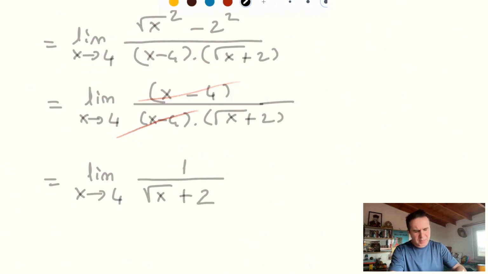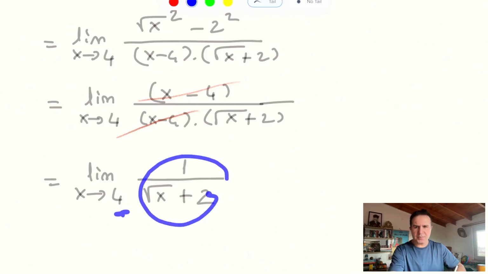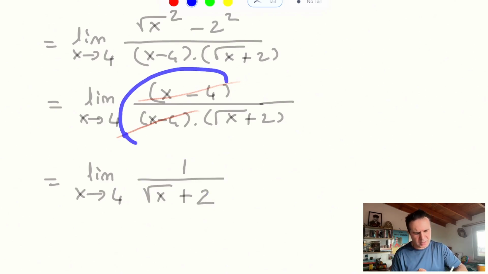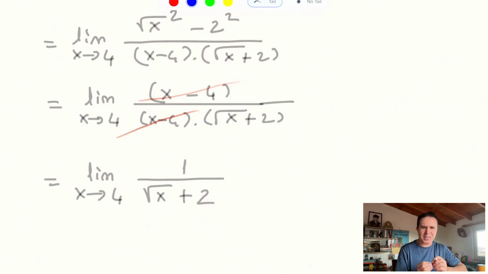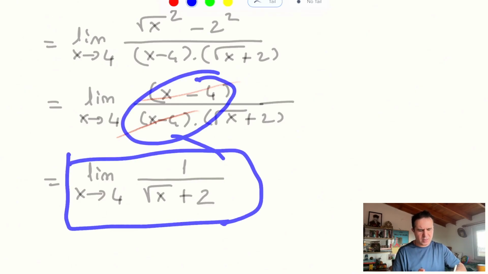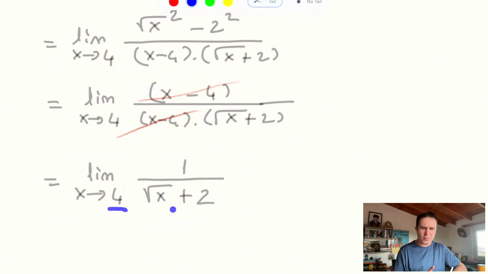And now we can substitute the number 4 here. You should know that we do not substitute the number 4 before simplifying. If we substitute first, the expression becomes undefined. We get 0 divided by 0 there. But after simplifying the expression, we can now substitute 4 for the x.